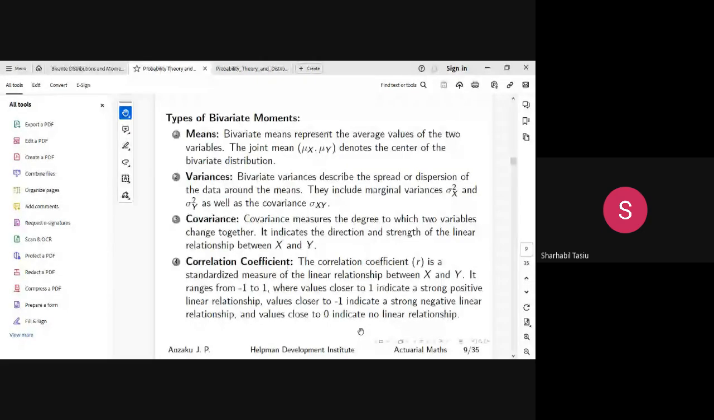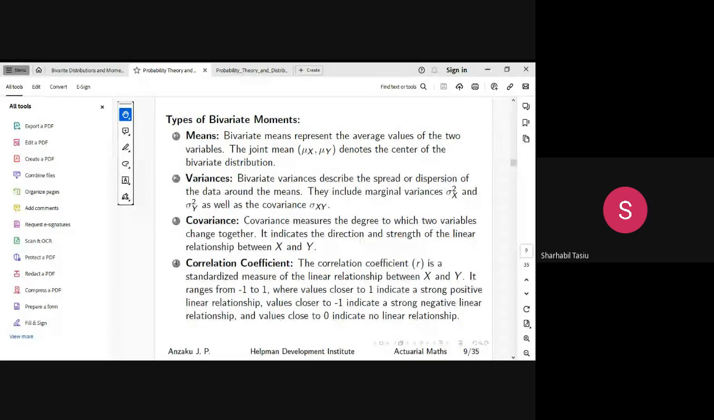Permit me to quickly stop sharing and go to another slide. I think you can see the next slide now. Yes. All right, let me zoom it so that we continue from where we stopped earlier.